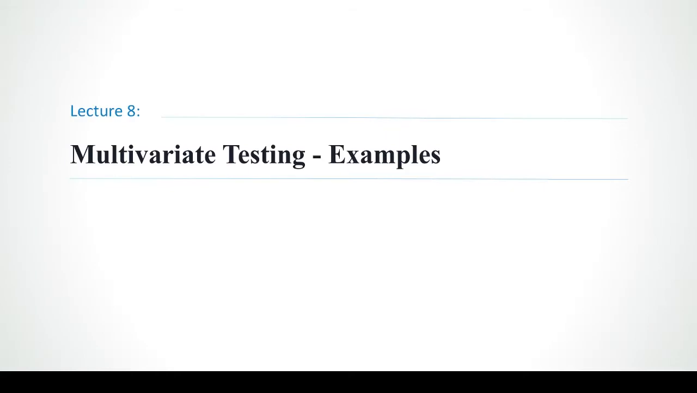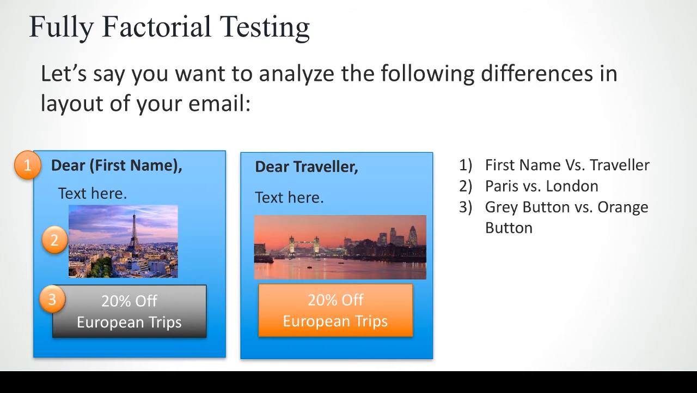In this lecture, we'll be talking about some examples of how to actually run multivariate testing. So when doing fully factorial testing, let's say you decide to test a few things in the layout of your email. You decide to see if it's better to say Dear Traveler or Dear Anna or Mike or the person's first name. You decide to test the picture. Is Paris more attractive than London? And you decide to test if a gray button will do better than an orange button.